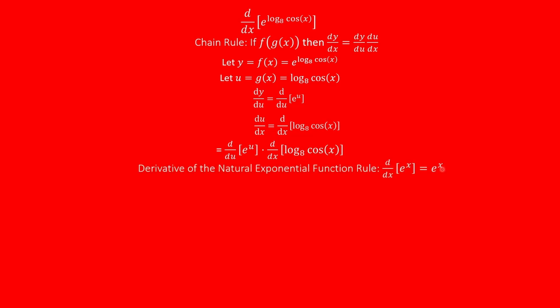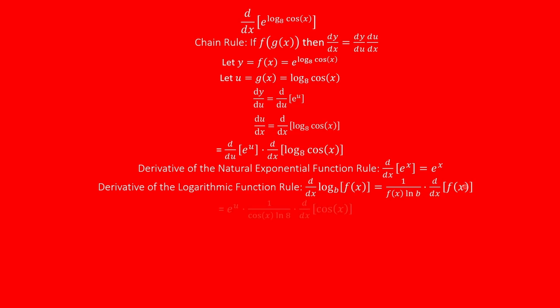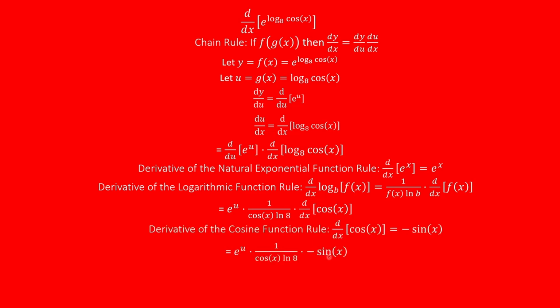The derivative of e to the x is still the same thing, and for the derivative of a logarithmic function, you have to do 1 over the function, which is cos of x, times ln a, and the derivative of cos of x. We do it over here. Now I'm going to do the derivative of cos of x, and the derivative of cos of x is negative sine of x, so we do it over here as well.